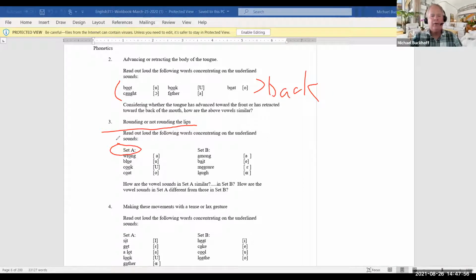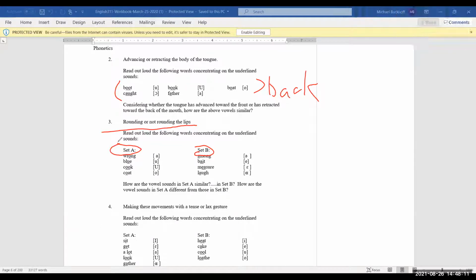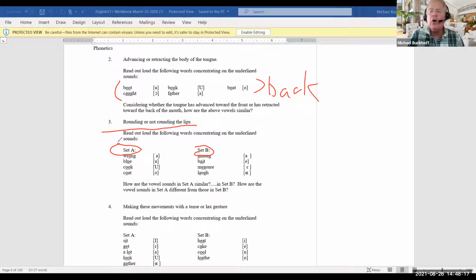Perfect. You got it. So now my question is, which of these vowel sounds include rounding of the lips when we produce them? Which set is that, set A or set B? Is it set A? That's it. Wrong, blue, cook, coat. In every single case in set A, there's rounding of the lips, but with set B, there's not. So that's characteristic number three: whether the lips are rounded or not has a very big effect on the vowel quality.